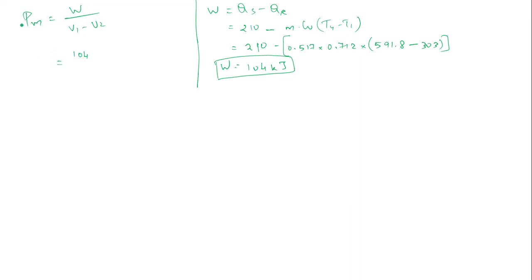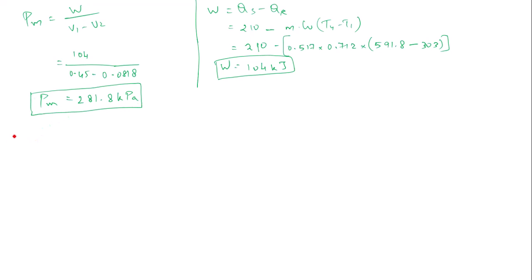So coming back to mean effective pressure, P mean is equal to W by V1 minus V2. W has been estimated as 104, divided by V1, which is 0.45 given in the question, minus V2, 0.0818, which we have estimated in the earlier steps. Upon simplification, we will get the mean effective pressure to be 281.8 kilopascal. Make sure you guys are making use of your calculator properly. Again and again I'm saying that.